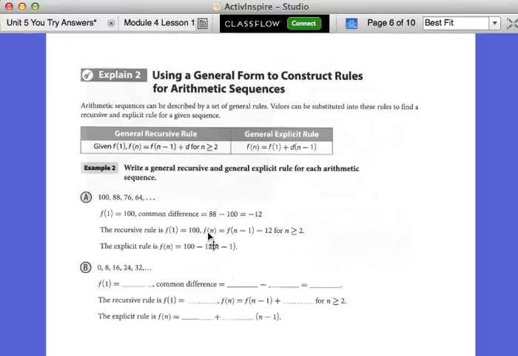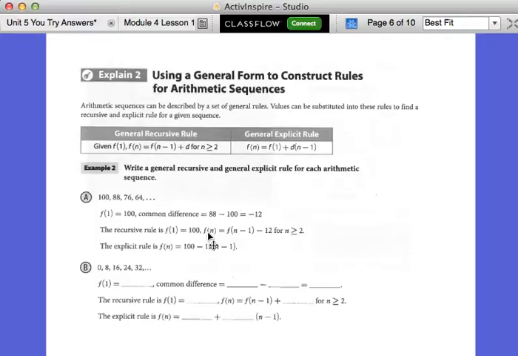So now we're going to take a look at how to use a general form to construct rules for these sequences. All right, you have a recursive rule and a general explicit rule, and we're going to look at how to put those together using a formula, so to speak. So for A, we're going to write a general recursive and a general explicit rule for each.